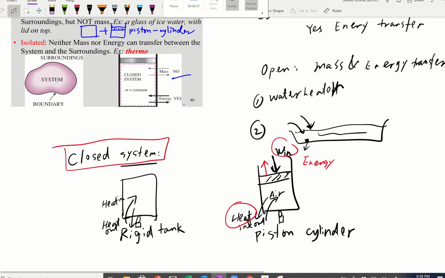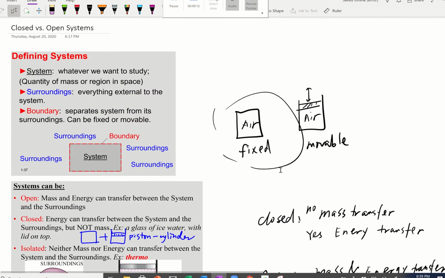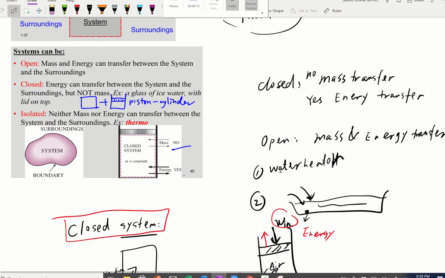In summary, when we talk about closed systems, the two representations we're going to look at in Thermodynamics 1 are, first, the rigid tank, and second, the piston cylinder. Those are the two types of systems we're going to look at in detail for closed systems. Both of them have no mass transfer, and they both have energy transfer. All right. So hopefully through this video, we understand the difference between the open system and closed system.